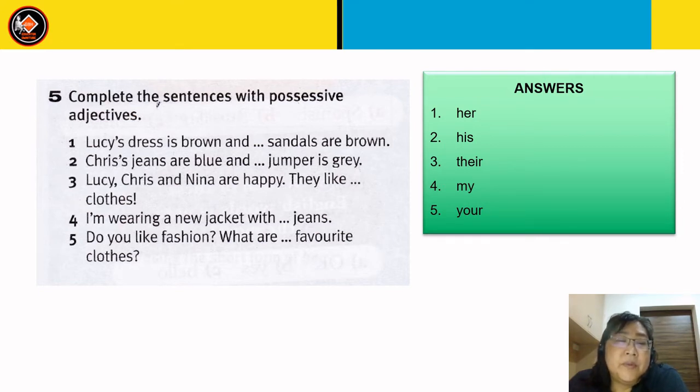Now there are 3 people in sentence 3. Lucy, Chris, and Nina are happy. So they, okay? So they like their clothes. Okay, for number 4, I'm wearing a new jacket with. So I here will be with my jeans. Do you like fashion? So it is you. So the answer for possessive adjective is, what are your favorite clothes?